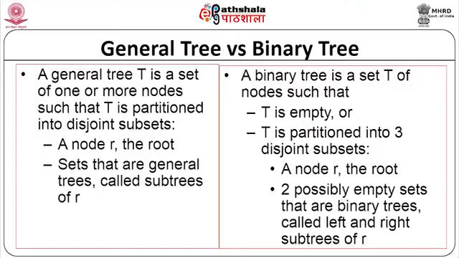A binary tree is a set T, which is again of nodes, that is partitioned. T can be empty, or T is partitioned into three disjoint subsets. One is the root, specifically designated node called the root R, and two possibly empty sets that are binary trees, which are called the left and right subtree of R. So, a binary tree will have a root and a left subtree and right subtree. It is not necessary that every subtree should be having nodes, but it is defined that way.